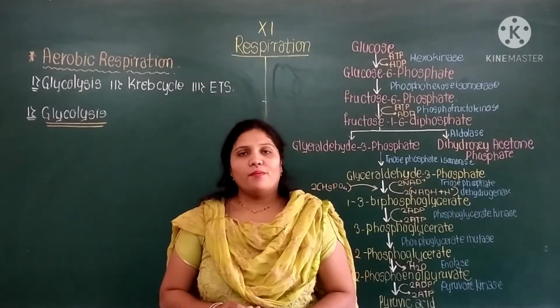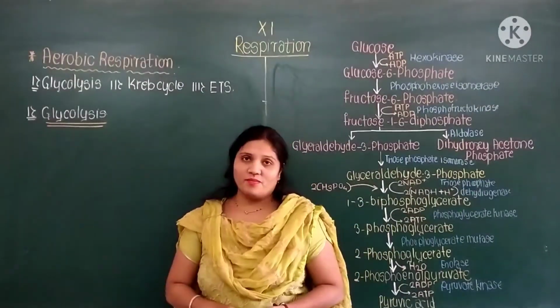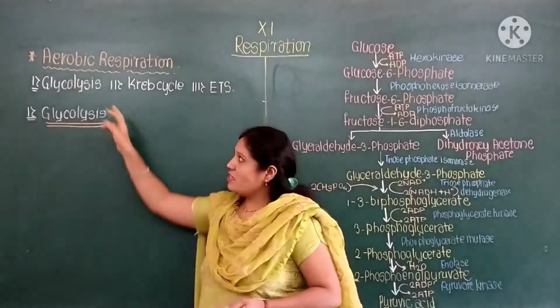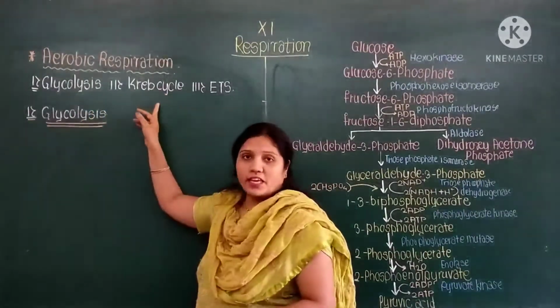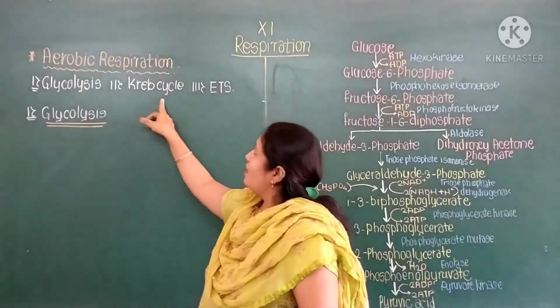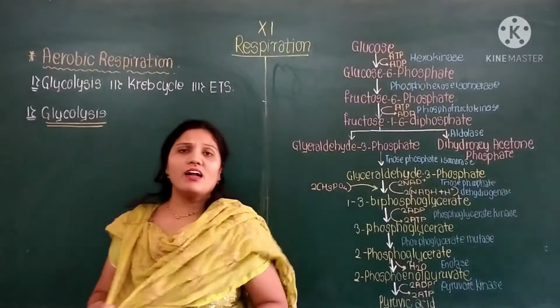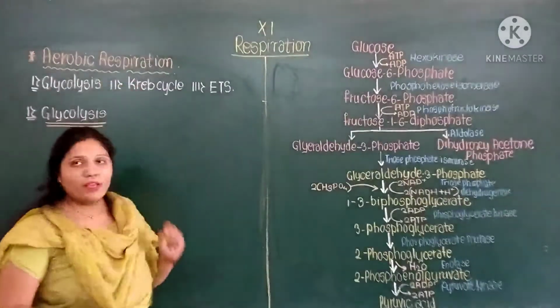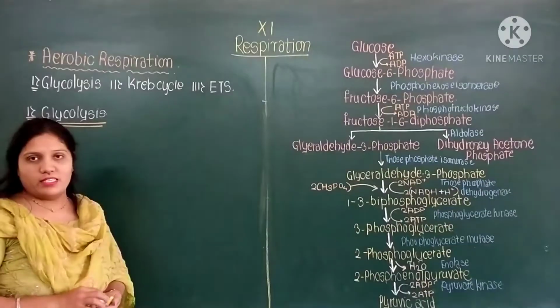The next step that we are going to study is aerobic respiration. In aerobic respiration, there are 3 steps. The first one is known as glycolysis. The second one is known as the Krebs cycle, and the third one is known as the ETS. Now let's start this aerobic reaction. In that, the first step is known as glycolysis.